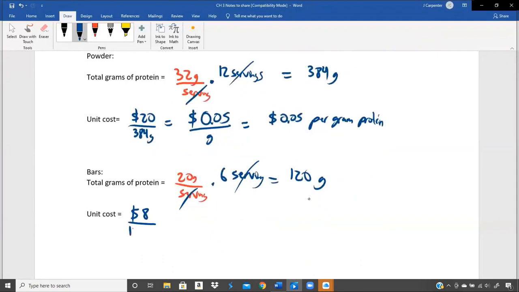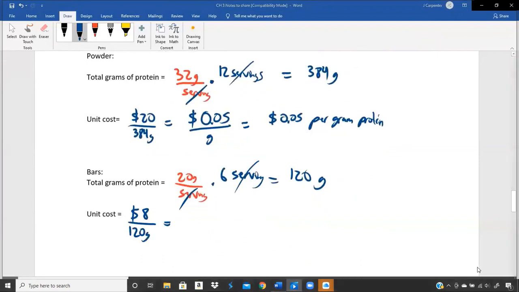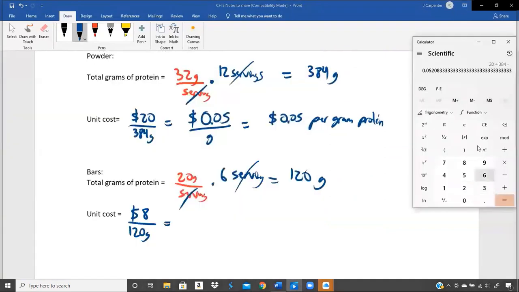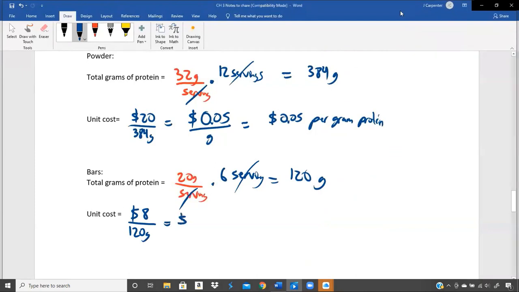And then per 120 grams of protein. And when we do 8 divided by 120, 0.06 something, 0.0666666, which rounded to the nearest penny would be 0.07. So 0.07 per gram, but it's just better written as 7 cents per gram of protein.